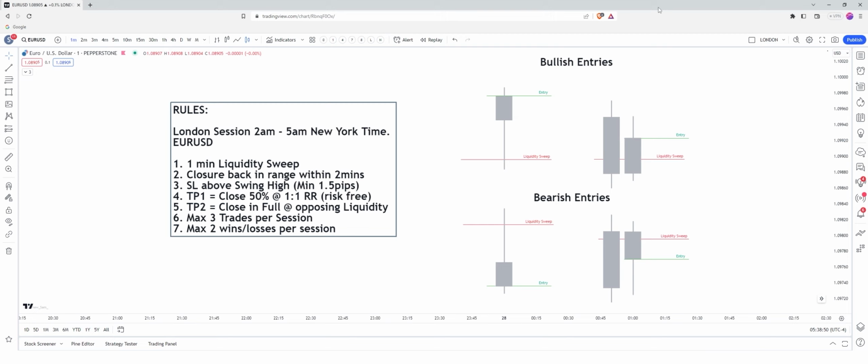So now that you know the rules, let's jump into the charts and look at some examples and see if you can see promise in this style of trading, and then you can get stuck into your own backtesting and forward testing to refine your edge.